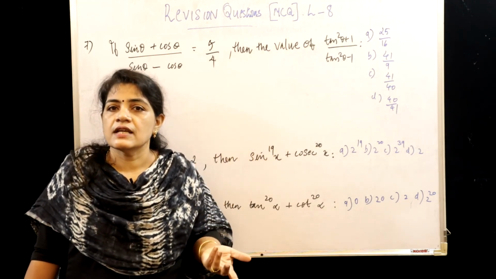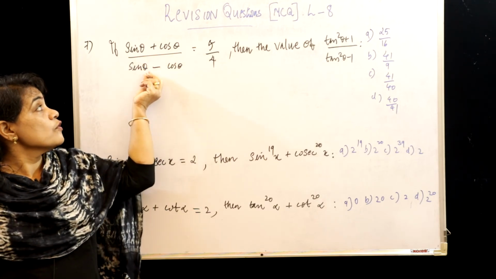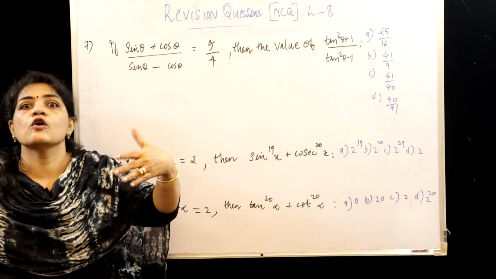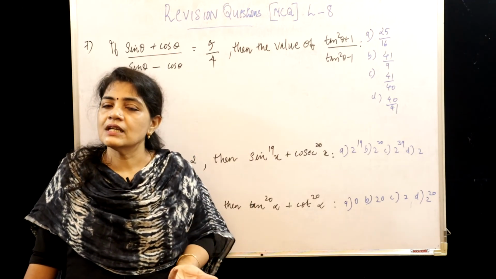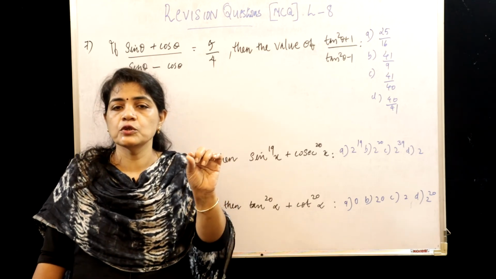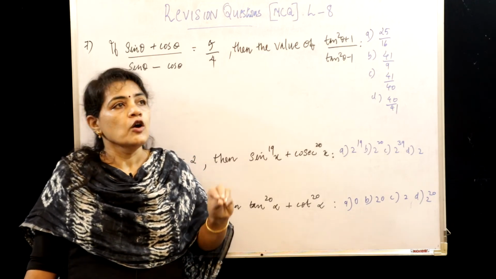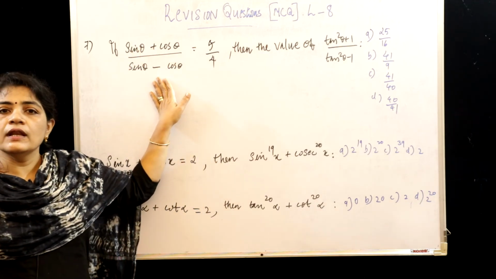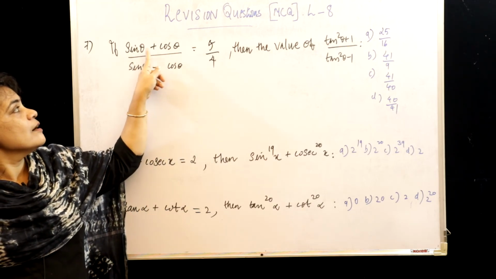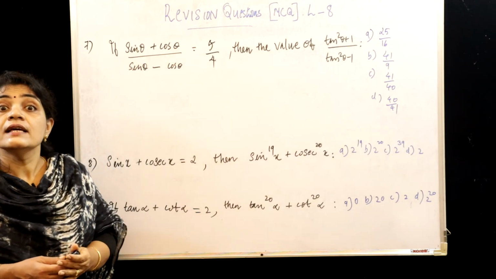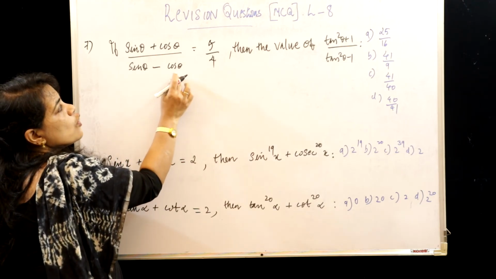How can we introduce tan here? In this equation the LHS is in terms of sin theta and cos theta, but we need an answer in terms of tan square theta. By the quotient relation, children, tan theta equals sin theta by cos theta. That means if you divide both the numerator and the denominator by cos theta, that means sin theta plus cos theta whole by cos theta. See children, the same way the denominator we can divide with cos theta.